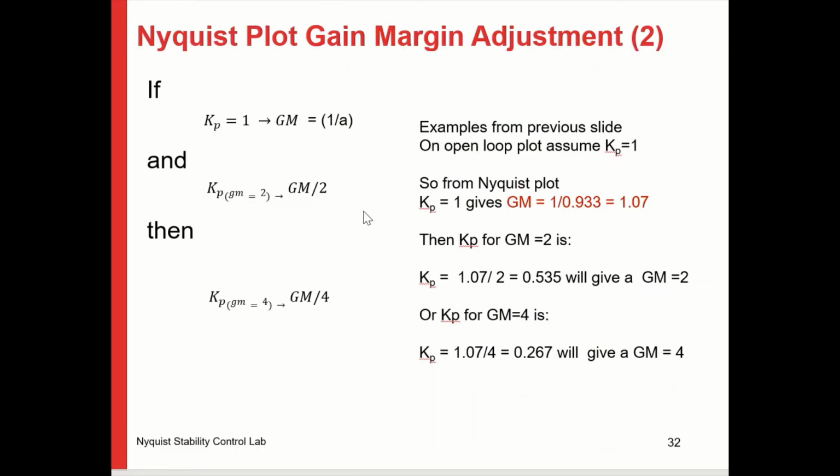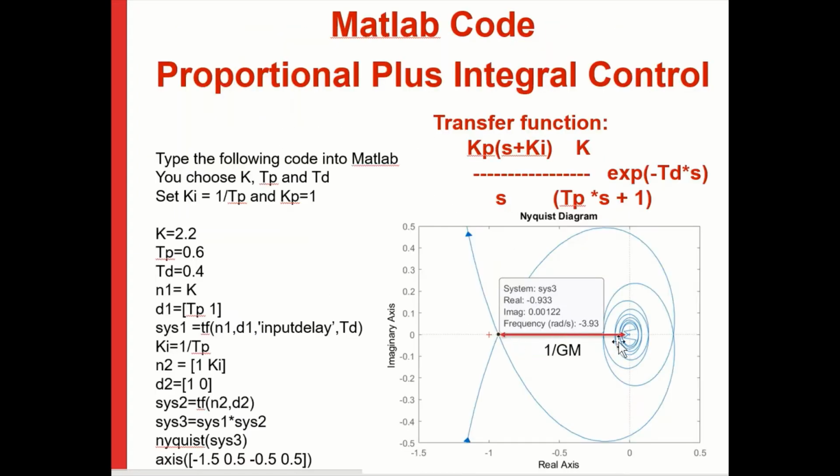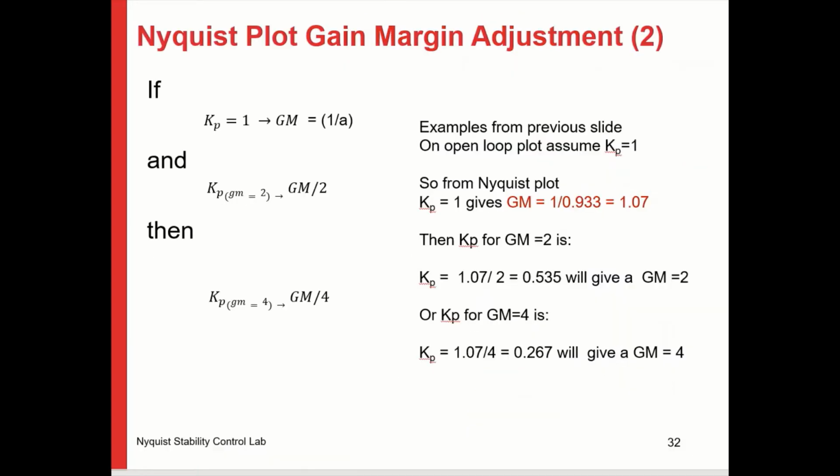So let's have a look at the calculations now. By measuring the distance from there to there, remember that we're calling that A. So if we measure A, then the gain margin is 1 over A. In this case, it's 1 over 0.933, which is 1.07. Now to get a gain margin of 2, you just divide this number by 2. To get a gain margin of 4, just divide it by 4. So it's very simple. Once you've got this number, to get your other gains for different gain margins, just divide this by whatever gain margin you want. So that becomes super simple, doesn't it?